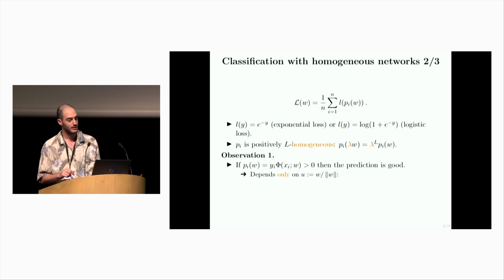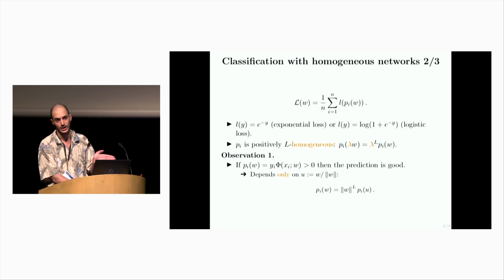As I told you, the sign prediction is positively homogeneous, and we can make two observations. First, the classification depends on the sign of the prediction, and we want it to be greater than 0. But since the neural network is positively homogeneous, this sign doesn't depend on the whole W, but only on the direction. If you define u as W over the norm of W, this completely characterizes whether you are wrong or not wrong. Because it's homogeneous, the sign depends only on the direction.